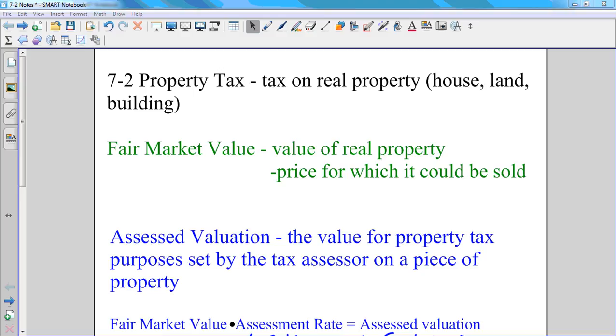Chapter 7, Section 2. Another type of tax. Property tax. Now, property tax is tax on real property. For instance, a house, land, a building that you might own. Okay, a tax on real property.